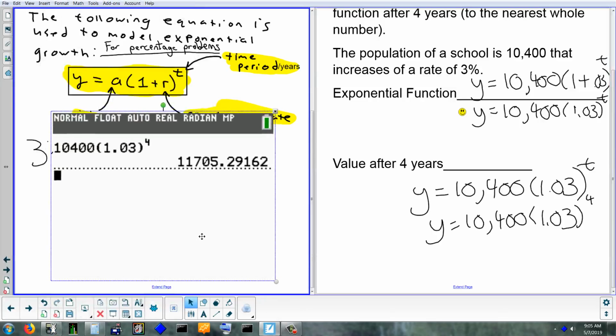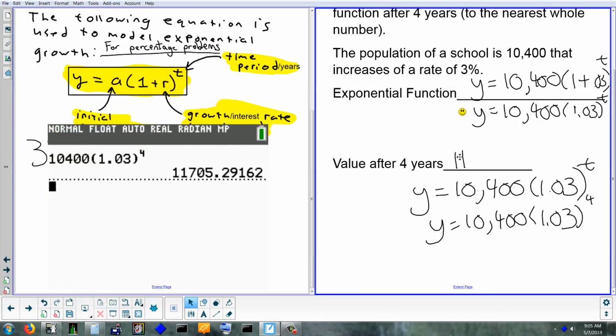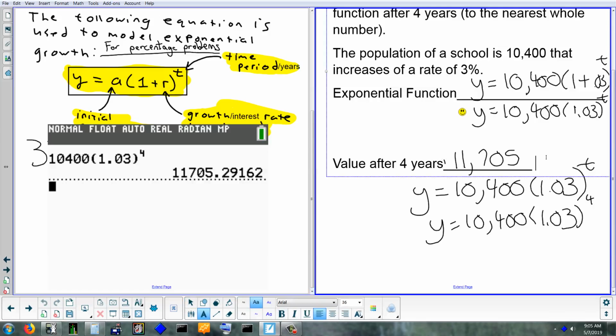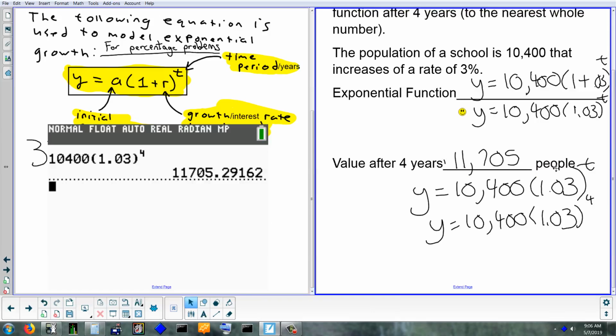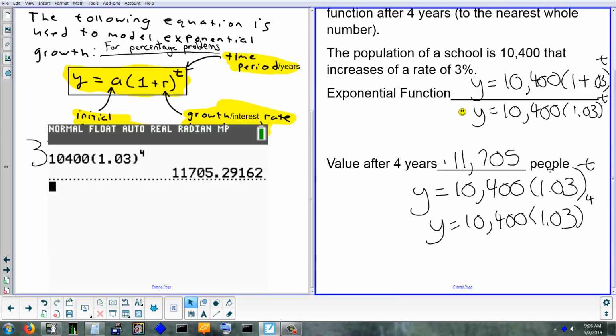So we got 11,705.29. That's for the population. Oh, I'm sorry. Let's round to the nearest whole number. There we go. So it'd be right around 11,705 people. That's a lot of people. So after 4 years, the population of that school went up over 1,000, like 1,300 kids.